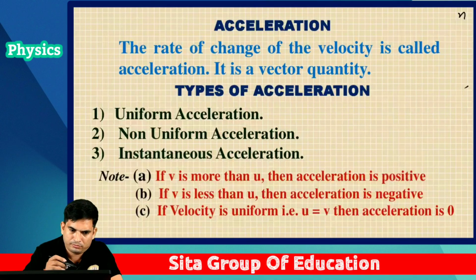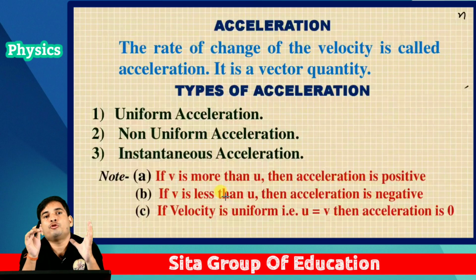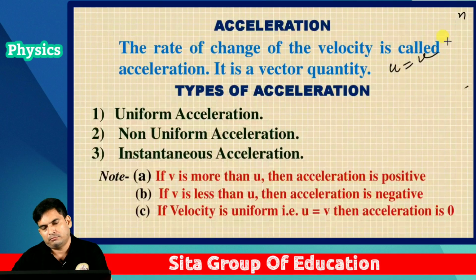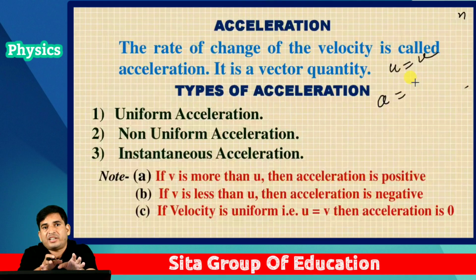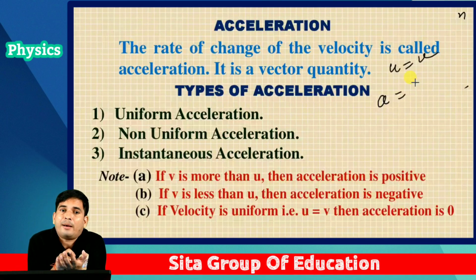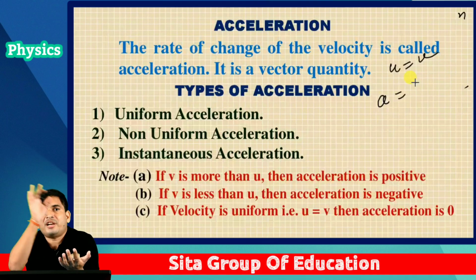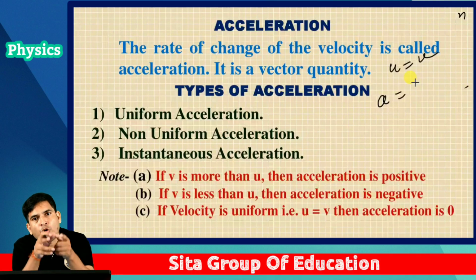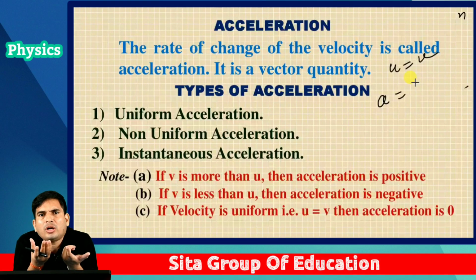In such a case, if velocity is uniform, it means, mathematically, u is equal to v, and acceleration is 0. You know that the rate of change of velocity is known as acceleration. Is there any change in the velocity? No. Whatever velocity you have at the initial time, the same velocity you have at the final position, so there is no change. If there is no change in the velocity, then acceleration can be 0 or not.